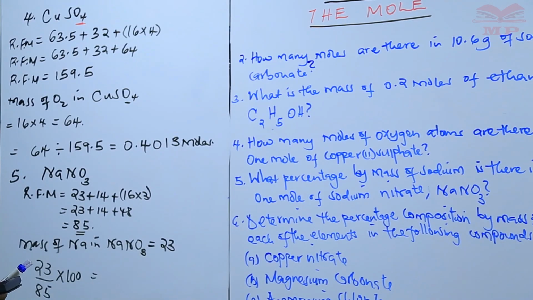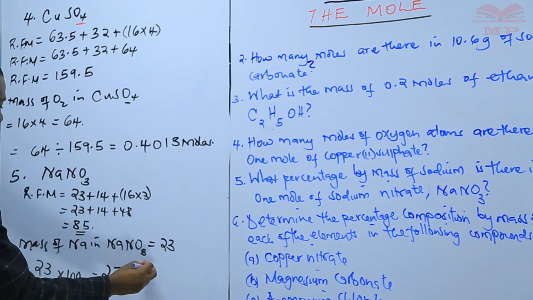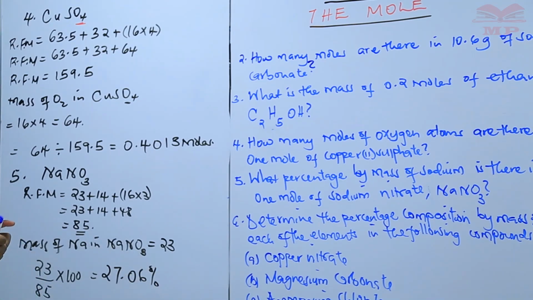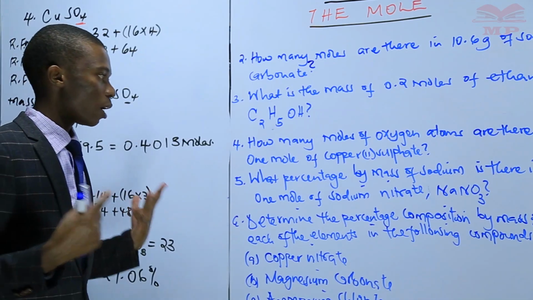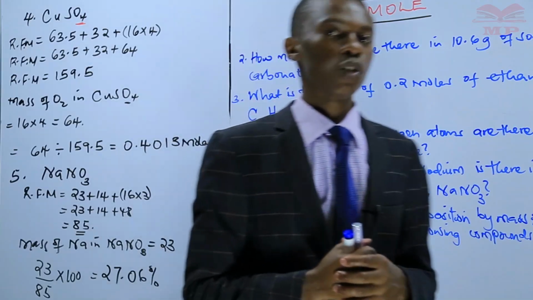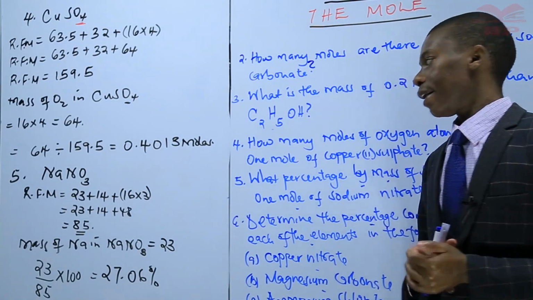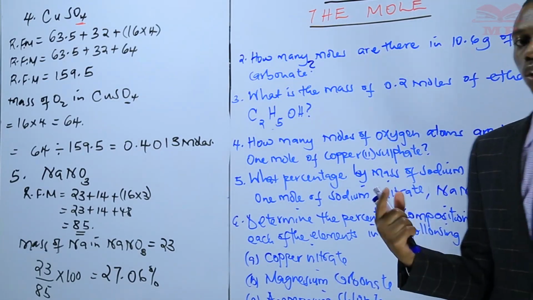Therefore, it's 23 divided by 85, then you multiply by 100. That is 27.06%. That is now the percentage by mass of sodium in 1 mole of sodium nitrate. So that's how simple these questions are.